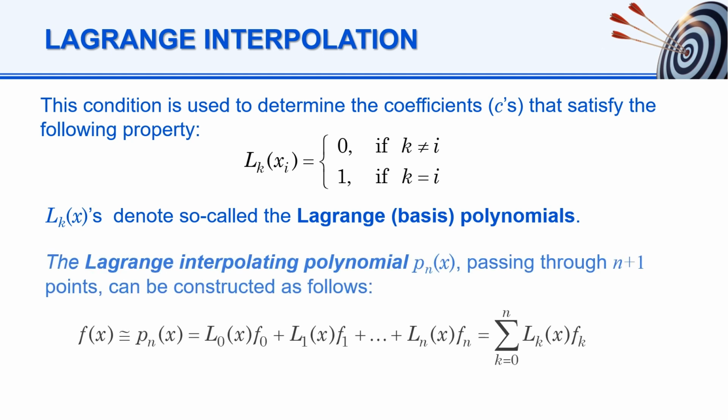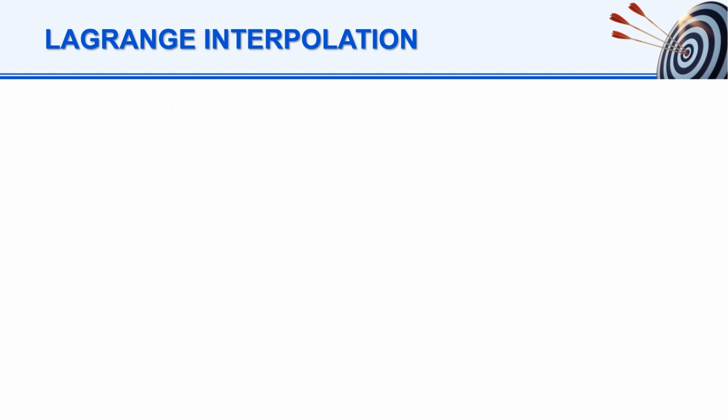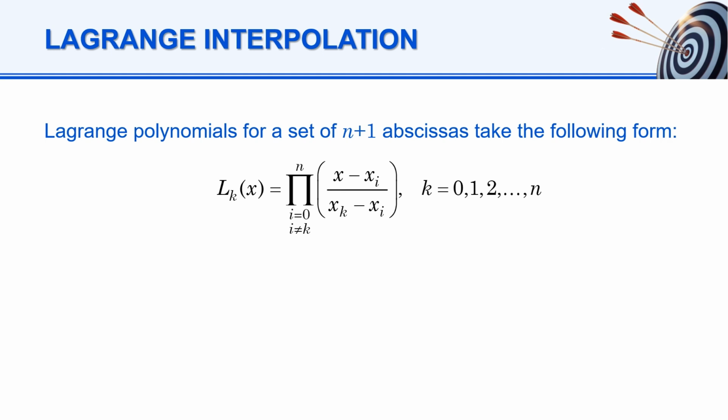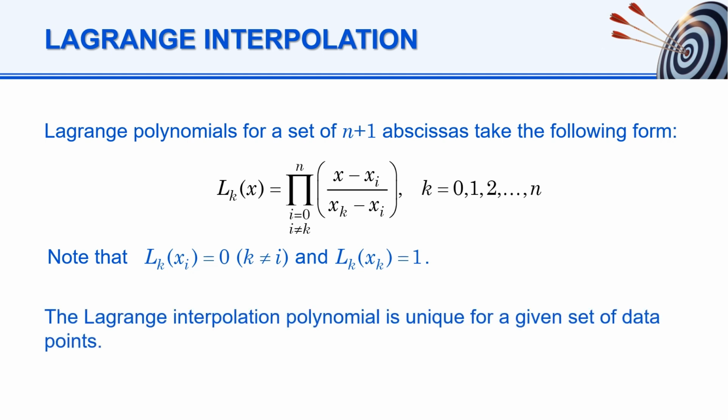The Lagrange interpolating polynomial p_n(x), passing through n+1 points, can be constructed as follows. Lagrange polynomials for a set of n+1 abscissas take the following form. Note that L_k(x_i) is 0 for k not equal to i and L_k(x_k) is 1. The Lagrange interpolation polynomial is unique for a given set of data points.